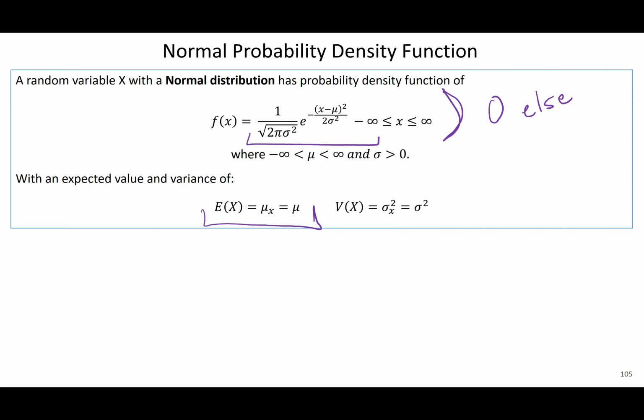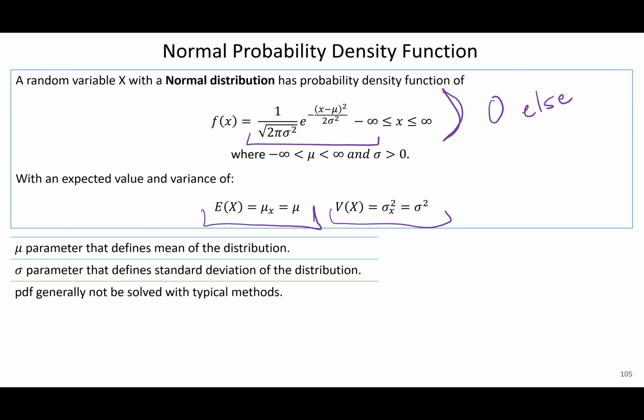And if we have a normal distribution, we know the center is mu. What's really cool is the expected value, the mean, is also the median here. And then the variance is equal to sigma squared. So if you want the standard deviation, you're just going to go ahead and square root it.